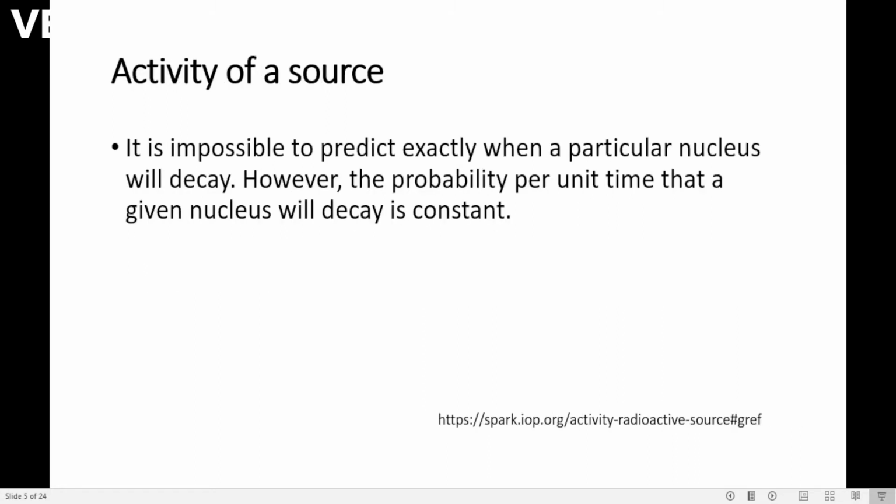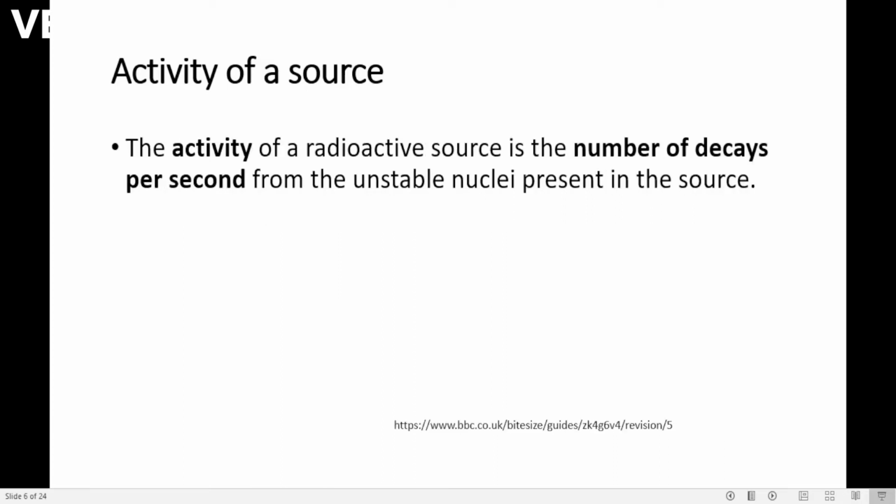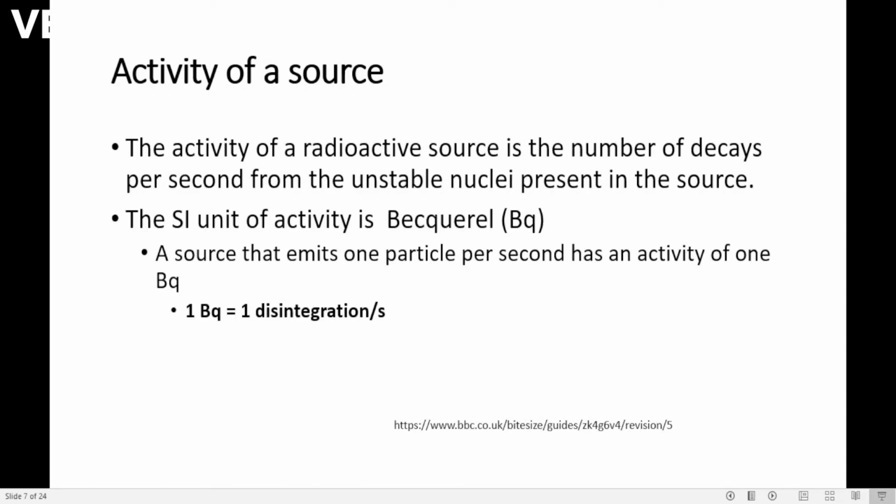What is activity? It is impossible to predict exactly when a particular nucleus will decay. However, the probability per unit time that a given nucleus will decay is constant. The activity of a radioactive source is the number of decays per second from the unstable nuclei present in the source. The SI unit of activity is the becquerel. A source that emits 1 particle per second has an activity of 1 becquerel. So 1 becquerel equals 1 disintegration per second.